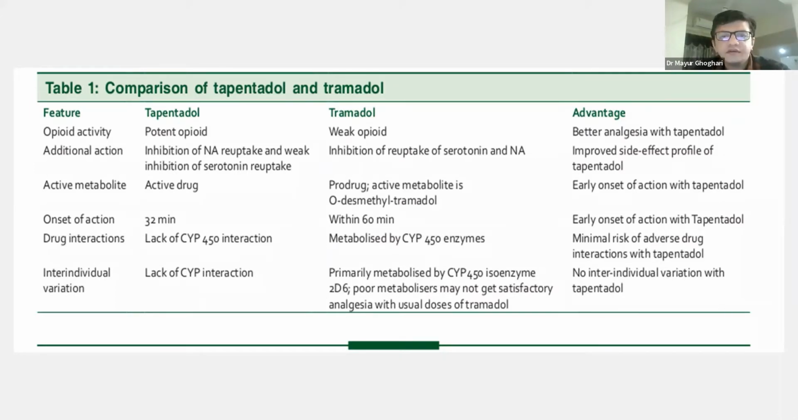Tapentadol shows weak inhibition of serotonin reuptake, so side effect wise, it is better than tramadol. Tapentadol is an active drug and tramadol is a prodrug, so there is early onset of action with Tapentadol. We can get analgesia within a short duration, and Tapentadol does not show any cytochrome P450 interaction. So there is minimal risk of drug interaction with Tapentadol.